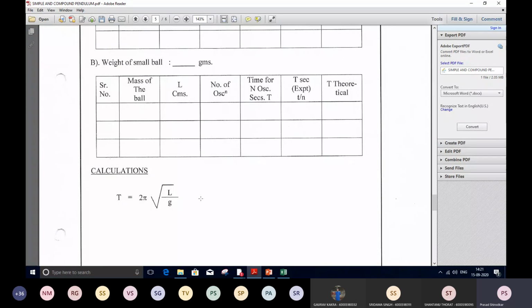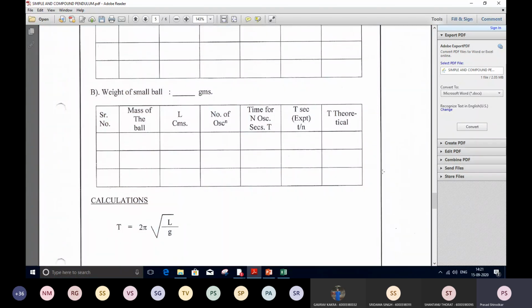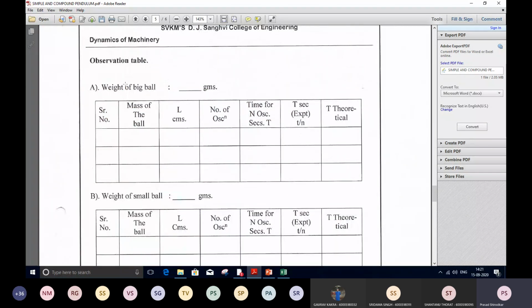Why should it be the same? Just look at this equation for the time period. It has no mass in it. So the time period is independent of mass. So you do not need the weight, the only thing you need to do is vary the mass. For A section, you can have some mass, for B section, the mass should be different, that's all. Now go ahead and ask your question.